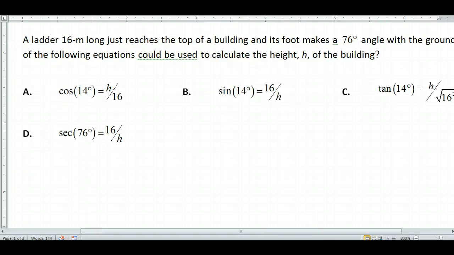Alright, so let's draw the building here. Here's the ground. Here's the building. And the top of the ladder reaches the top of the building, right? The ladder just reaches the top of the building.